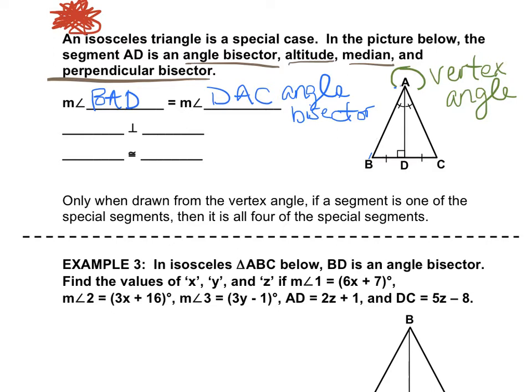Now, because it is an altitude, I have that AD, the segment, that's my altitude, is perpendicular to the side of the triangle BC. Those two segments form that right angle.